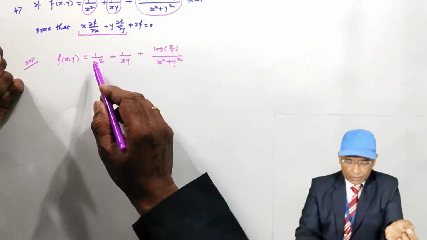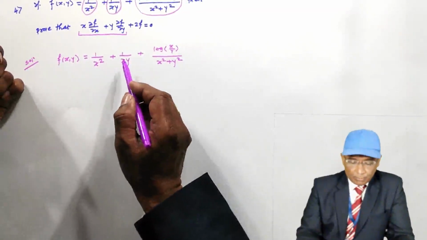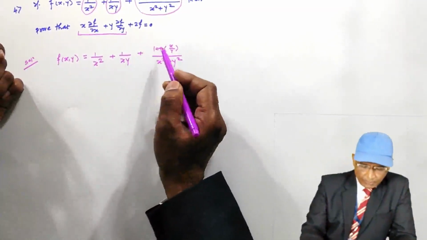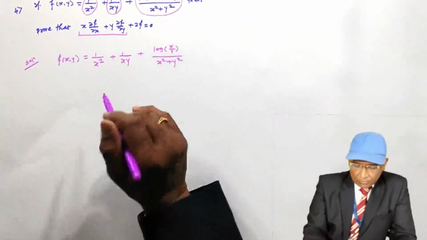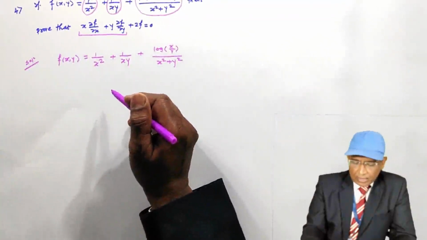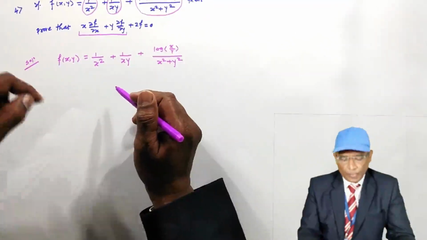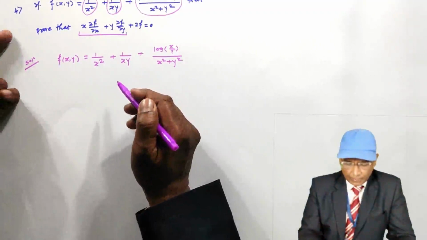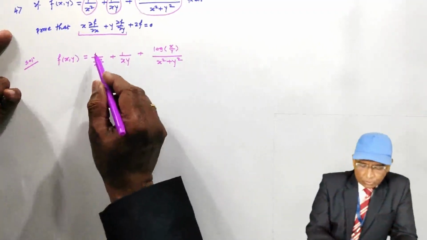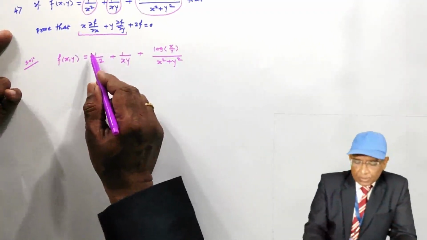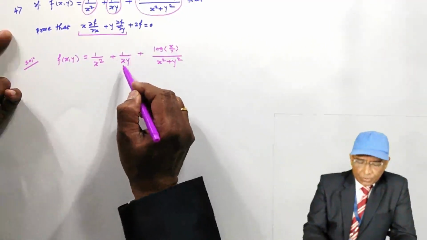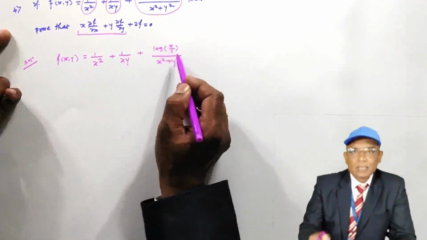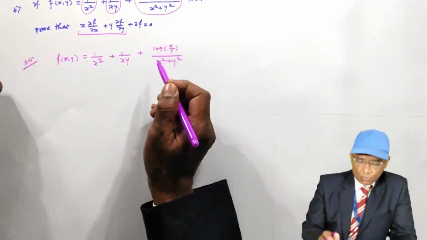But in this problem particularly, in this function particularly, the degree of each and every term is the same. See, the degree of this term is minus 2, the degree of this term is minus 2, and the degree of this term is also minus 2. Now, therefore, n is common for all. That's why you can solve this problem in a single step.